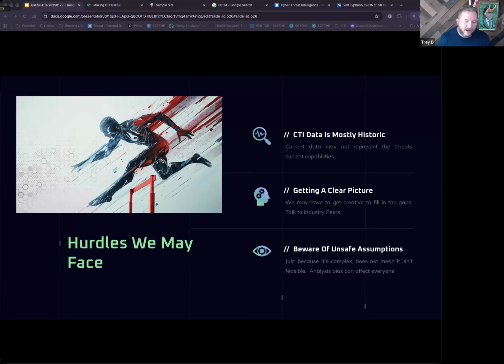With a lot of the CTI that's out there, sometimes it can be really hard to get a clear picture as well. And this can be a hurdle for us because maybe you're researching a specific threat, whether that's from the blue side trying to build detections or the red side or purple trying to emulate them. Without that full kind of keychain and having gaps within that process, it's hard to build the full picture. So talking to our industry peers, looking at our historical knowledge and our understanding of those threats can help us build that picture when we need it. And we might have to get creative at times.